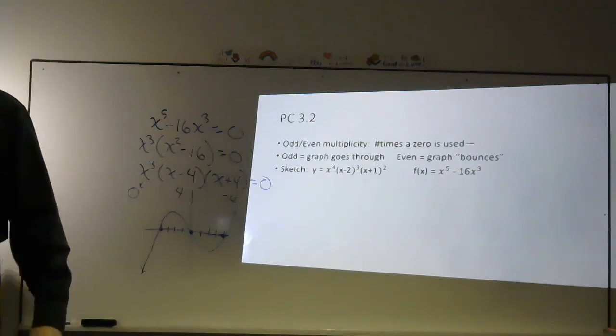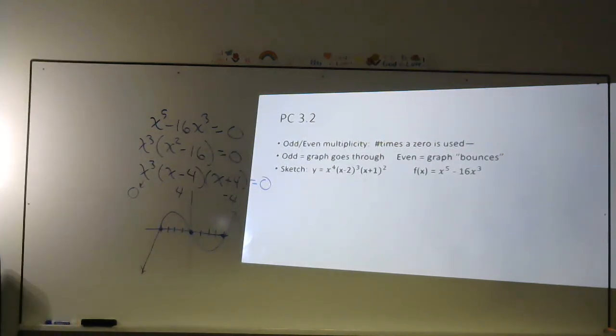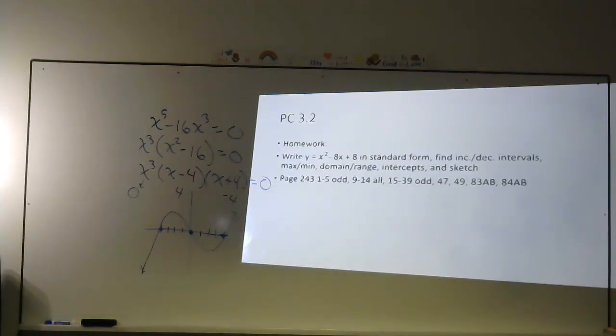So, homework problems, as I said, everything should factor. There's a parabola you can put into standard form, find the increasing and decreasing intervals, max, min, and so on. Should be, for the first time in chapter 3, a sign of how easy this chapter really could be.